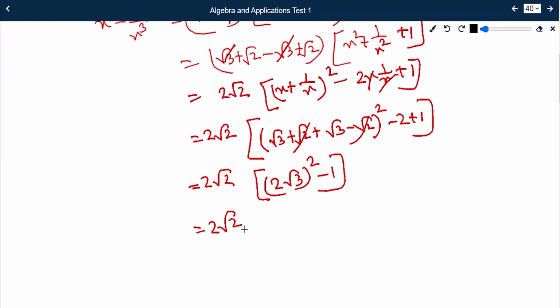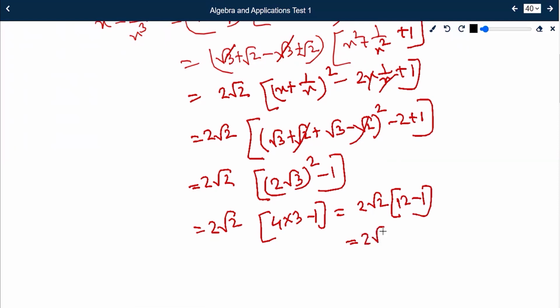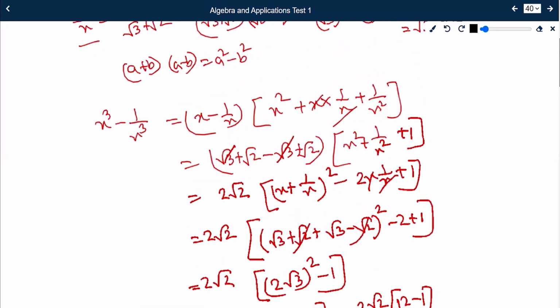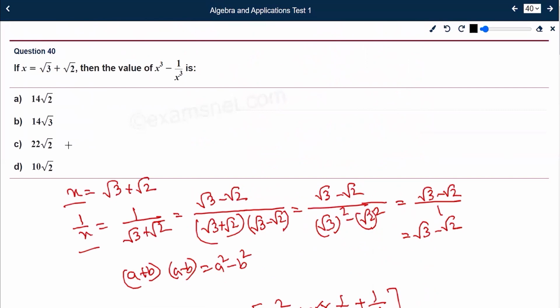Next step, 4 multiplied by 3 minus 1, that is 12 minus 1, 2 root 2 multiplied by 11, that is 22 root 2 is the answer. Okay. Here option C is the correct one. Okay, students.